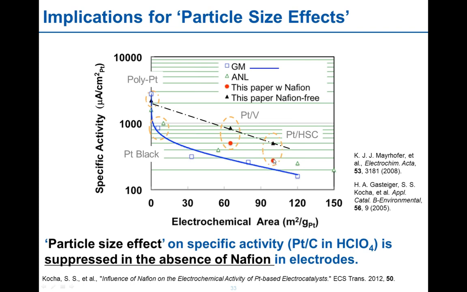In our case, we have data points. The red circles are for with Nafion, and the triangles are without Nafion for platinum on Vulcan and HSC. The ones without Nafion are much higher, as you saw before. And if you drew a straight line from polycrystalline platinum through these, it's somewhat more linear, again in a log scale. Mainly the point I want to make is that particle size effect seems to be much more shallow or less severe in the case when you don't have any Nafion.